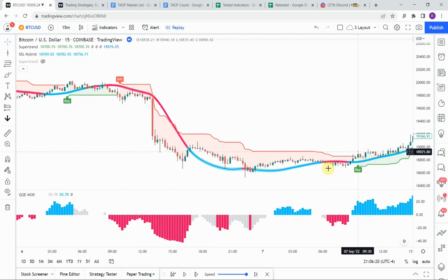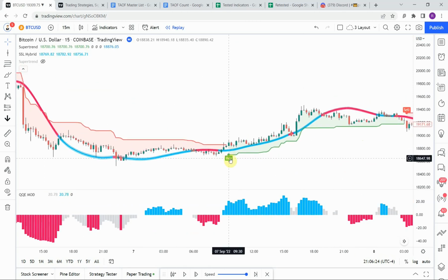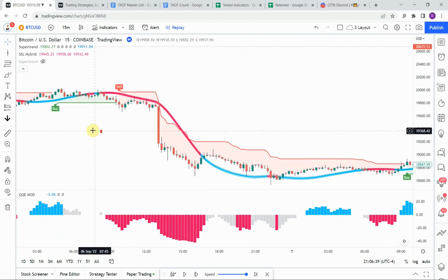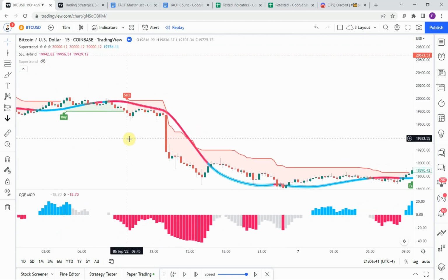In the reverse for a long situation, obviously we would look for a buy signal. The SSL baseline would be in the blue position, QQE mod in the blue, and then we would set the stop right below the baseline. And again, we would target a 1 to 1.5 risk reward. And in that particular case, it did not work out too well for us.